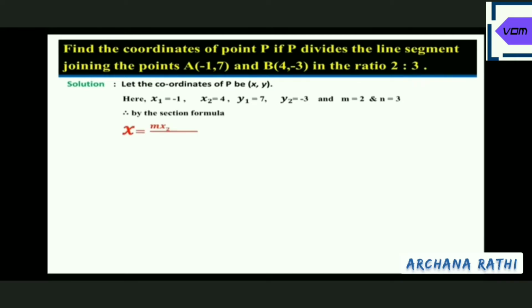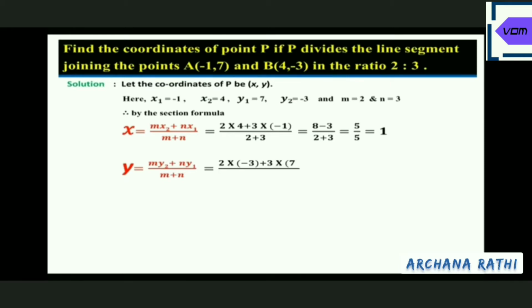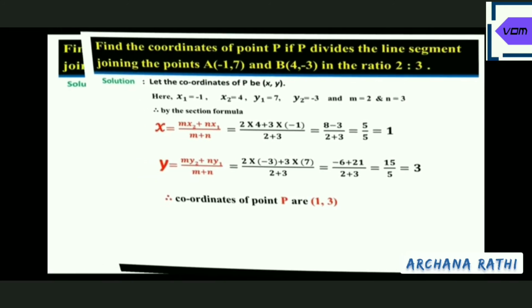Now put these values in the section formula, where x is equal to (m x2 plus n x1) upon (m plus n). Therefore, by solving it, you will get 5 upon 5, that is equal to 1. Therefore, x coordinate is 1. Similarly, we will find the y coordinate. Y coordinate is (m y2 plus n y1) upon (m plus n). Now putting the values properly, after solving, the answer is 15 upon 5, that is 3. Therefore, y coordinate is 3. Therefore, the coordinates of point P are (1, 3).